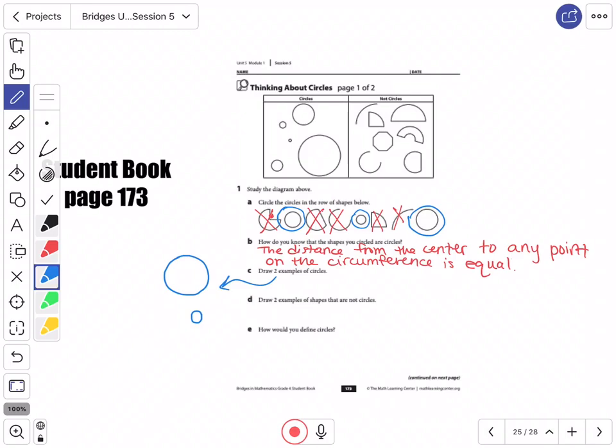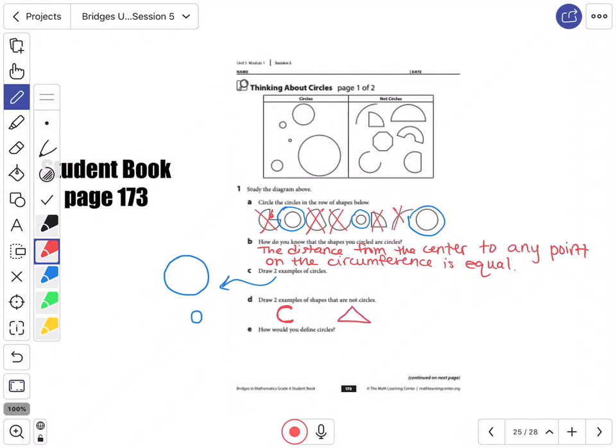Okay, draw 2 examples of circles, all right? Well, I'm going to draw these over here because I have more room over here. All right, well, there's a circle, and there's a circle. All right, so I'm just going to draw an arrow. Draw 2 examples of shapes that are not circles.